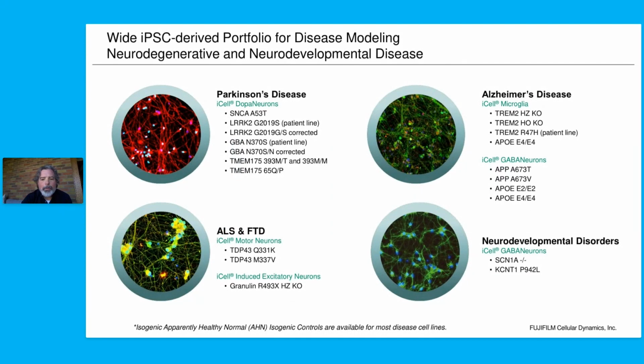We also have a wide portfolio of neurodegenerative and neurodevelopmental disease models, featuring a variety of genetically engineered and patient-derived models that include disease risk-associated mutations. And our portfolio focuses on 4 main areas, as you can see here: Parkinson's disease, Alzheimer's disease, neurodevelopmental disorders such as epilepsy, and then ALS and FTD, which will be a part of the talk here today.